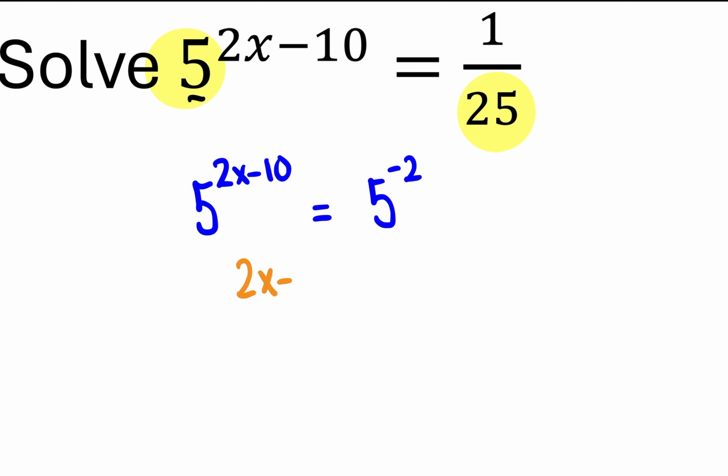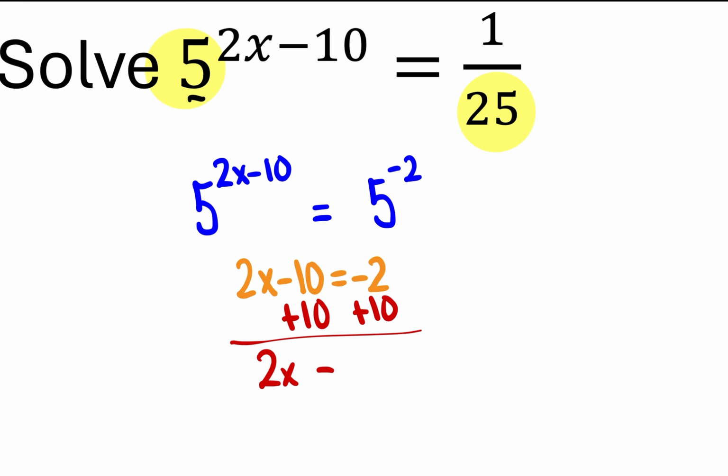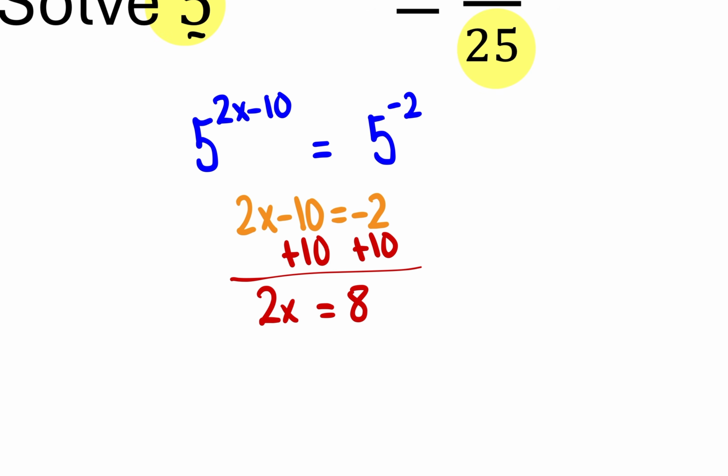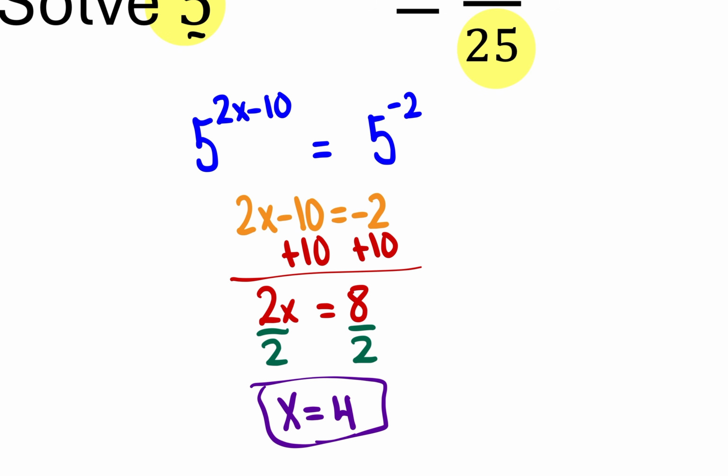I have 2x minus 10 is equal to negative 2. I then move all the variables to the left and all the constants to the right. So plus 10. This will leave me with 2x is equal to positive 8. I then divide both sides by 2, and this will leave me with a final solution of x is equal to positive 4. Let's go ahead and box that.